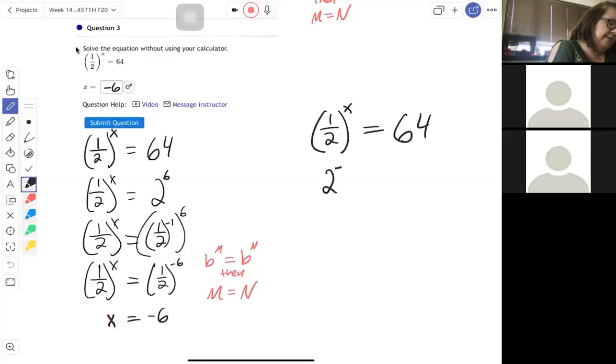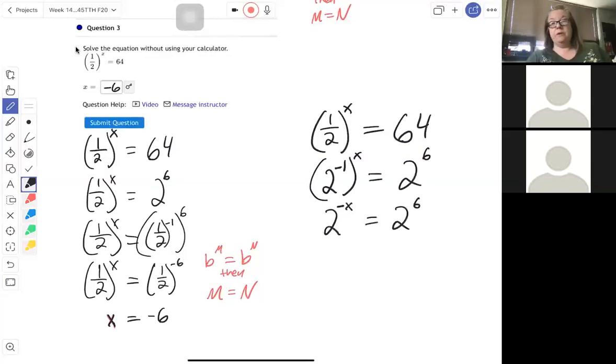1/2 is the same thing as 2 to the -1. And then 64 is the same thing as 2 to the 6th. So right now we already have common base. I just need to simplify my exponent on the left-hand side. So I'll multiply those exponents. Then we can use the 1-to-1 property. We come to the 1-to-1 property a step early, okay, a step before we did on the last one. But we do have to work on that equation just a little bit. I don't have x by itself, so I need to divide both sides by the negative. And again, we come out with -6, okay?